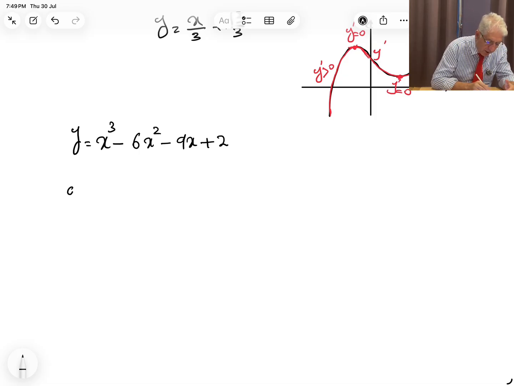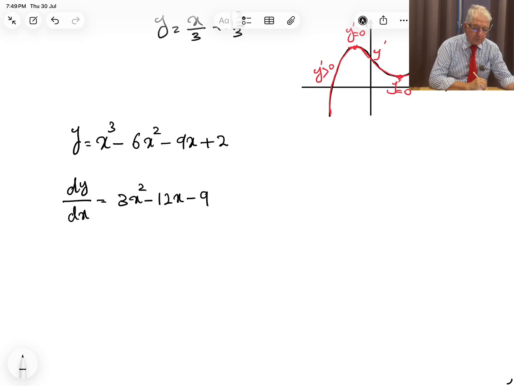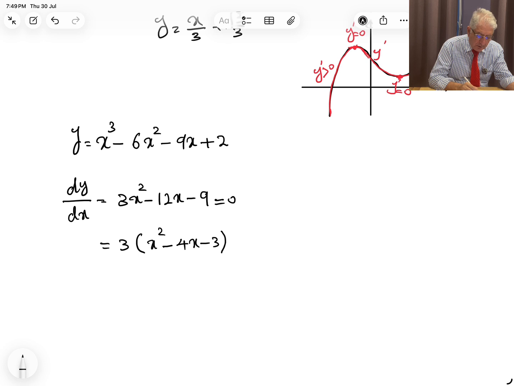First thing I will do is find dy by dx. This will be 3x squared minus 12x minus 9. Second thing I will do, I'm going to solve this equation. I will put it equal to 0. If I put it equal to 0, I can factorize 3. I'm going to get x squared minus 4x minus 3. This is equal to 0.